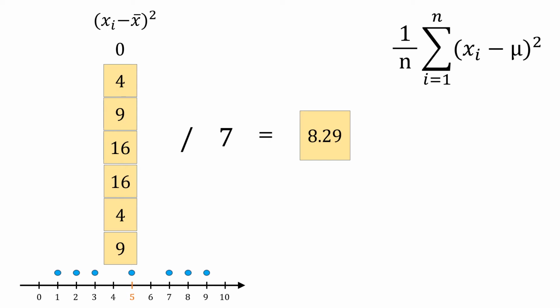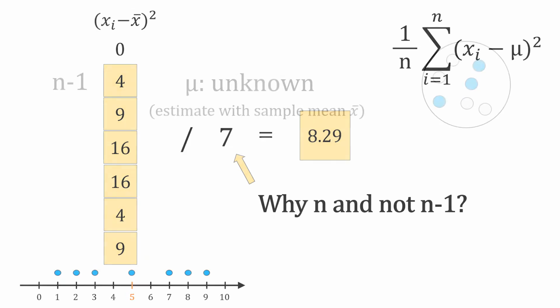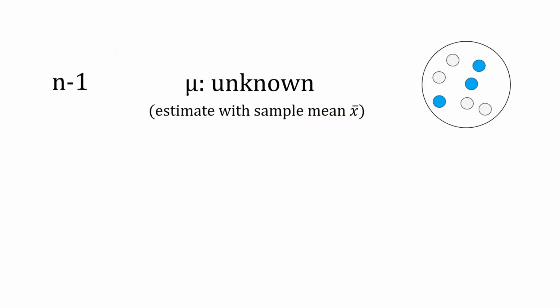Now let's come back to our initial question. Why do we use our n here, 7, instead of n-1, 6? The reason is you use n-1 if you don't have access to the population mean and have to estimate that in addition to your variance using the sample average x bar. This is true for probably most experimental setups where you draw samples.